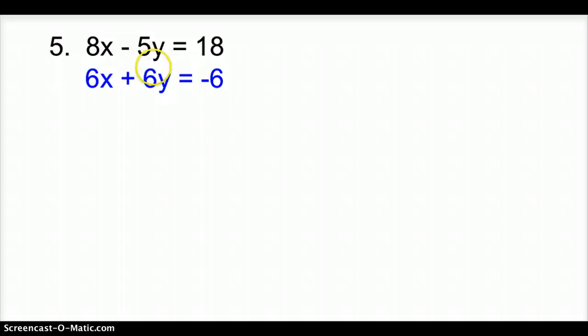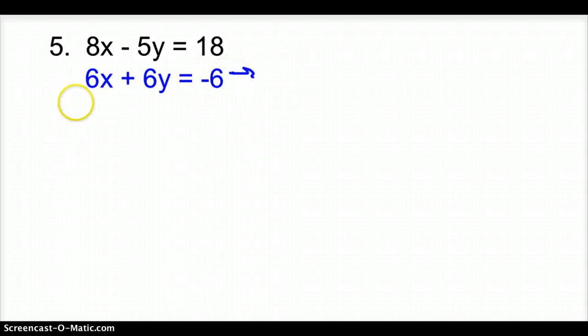Can we now use elimination? Well, they don't really match up that well. So I would have to multiply both sides. But let's take a look at this bottom equation. Can I solve for a variable here? Can I perhaps solve for y?